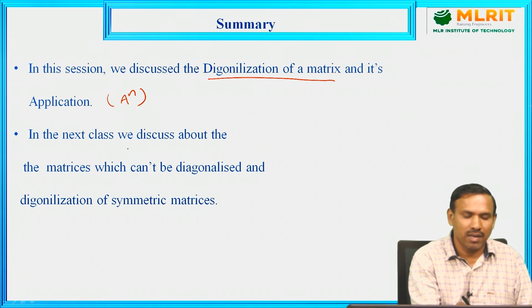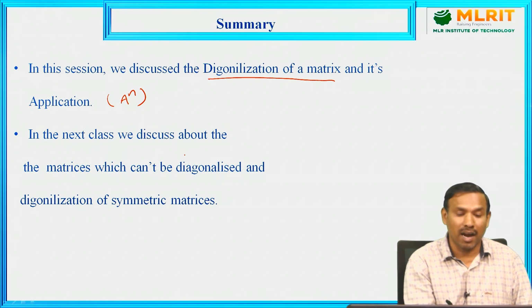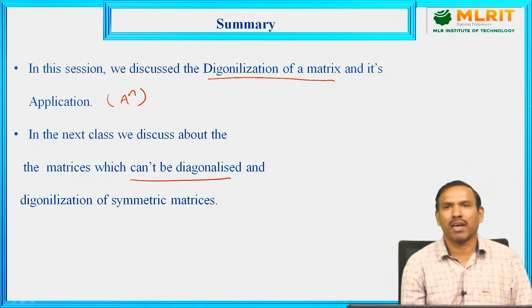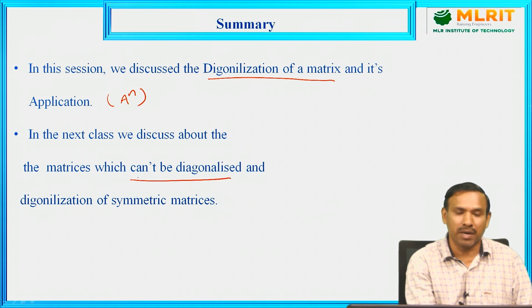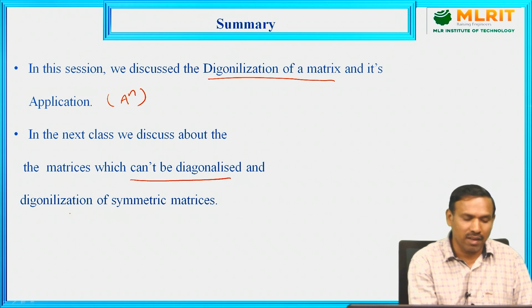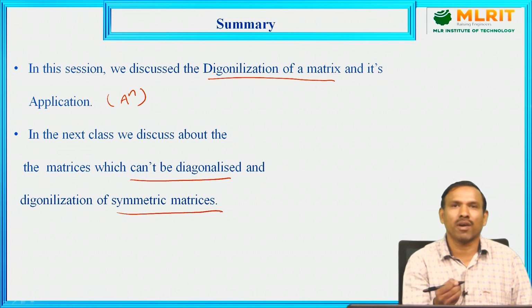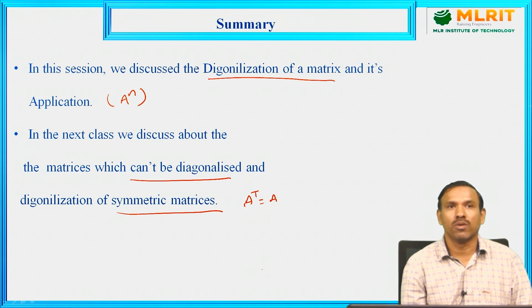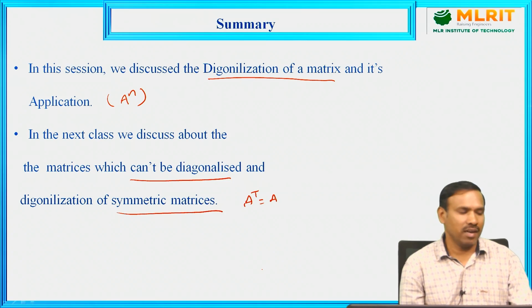In the next class, we are going to discuss matrices which cannot be diagonalized. All matrices cannot be diagonalized. I said very clearly, for the given matrix, if you get n linearly independent eigenvectors, suppose 3 by 3, you have to get 3 linearly independent eigenvectors, then only can we diagonalize; otherwise we cannot. So we will do some examples which cannot be diagonalized, and how to diagonalize symmetric matrices especially. So far the example was not a symmetric matrix. A symmetric matrix means A transpose is equal to A. How to do the diagonalization for such matrices, we will discuss in the next class.